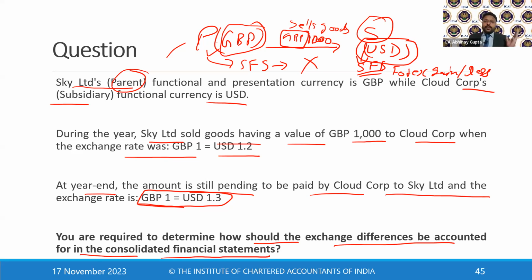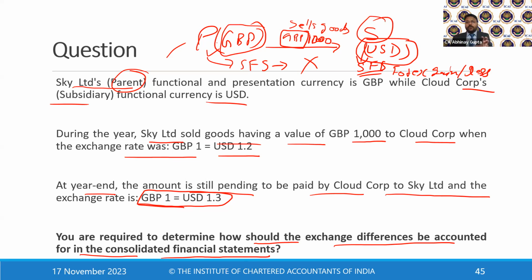So first, the parent company is selling goods to the subsidiary company. The parent company's functional currency is GBP. The subsidiary company's functional currency is USD, and the transaction is happening in GBP. Because GBP is the functional currency of the parent in which the transaction is happening, the parent company's standalone financial statements will not have any foreign exchange gain or loss because the currency is the same. But in the books of the foreign operation, that is the subsidiary company, Cloud Corp, because the functional currency is different and the transaction is happening in a different currency, there will be a forex exchange gain or loss to be recorded in the books of the subsidiary company.